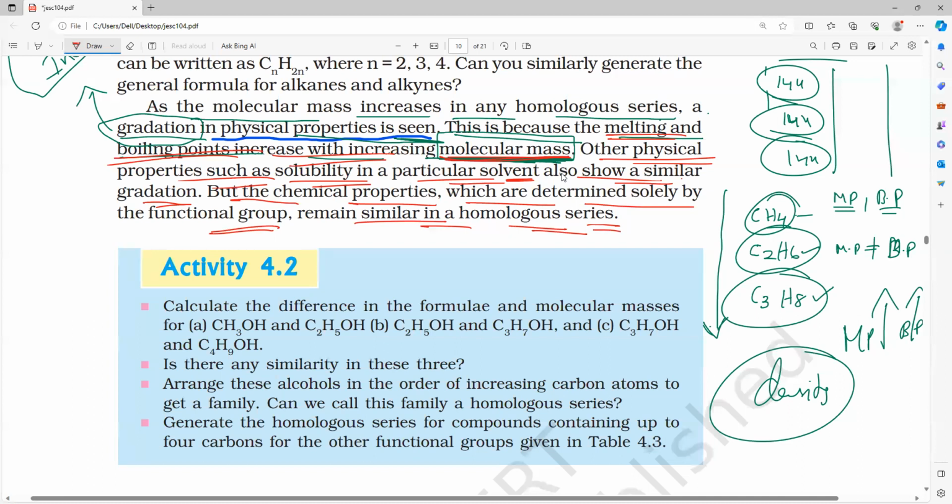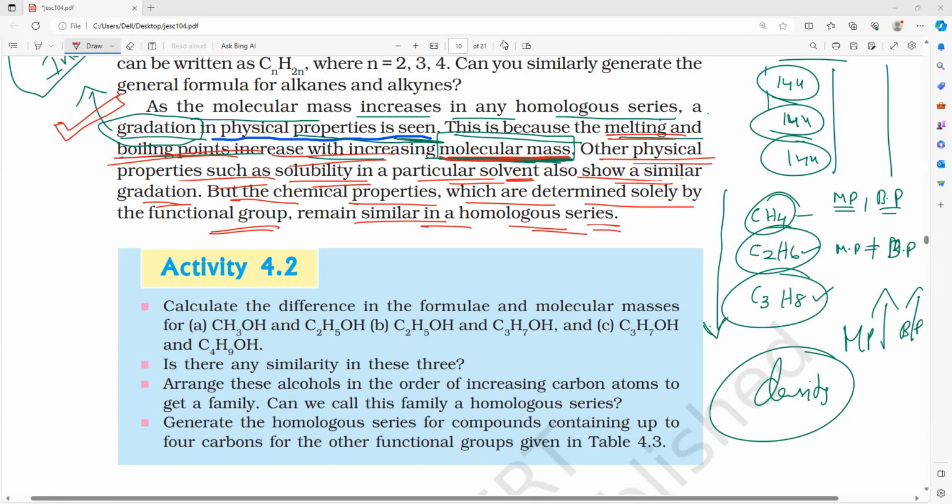Homologous series, I am just giving you three examples now. Many examples will come further on, by the time we learn it after writing the functional group. So this is an extremely important point and paragraph regarding homologous series. Most important one: chemical properties are the same, but as molecular mass increases, there is definitely a gradation in physical properties. Do you all understand, everybody?